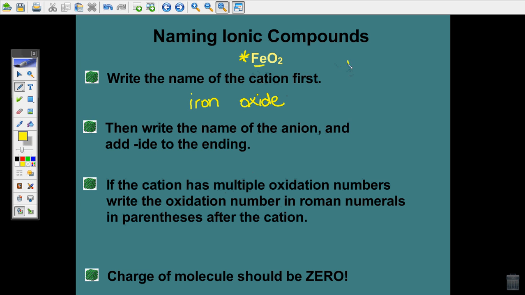Well, I know from being able to crisscross that this 2 had to have come up here. And so, this is iron. We're missing something. Well, that should be Fe3. Okay. Because iron 1 does not exist.